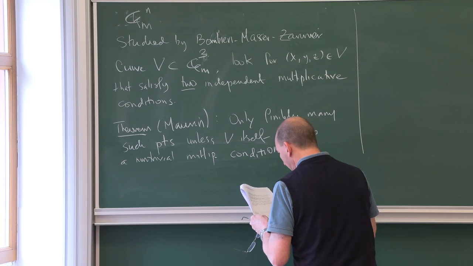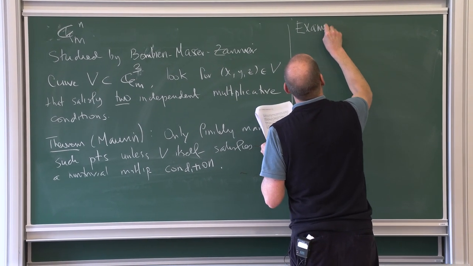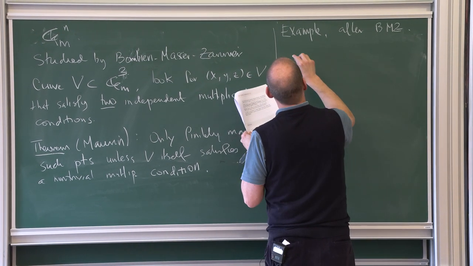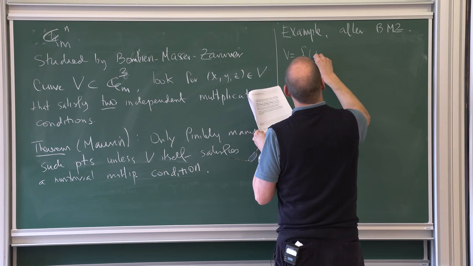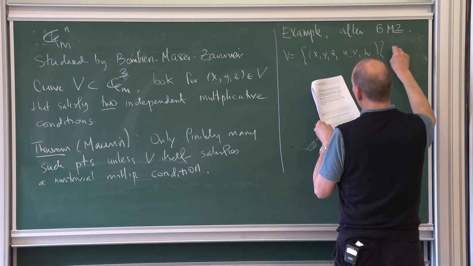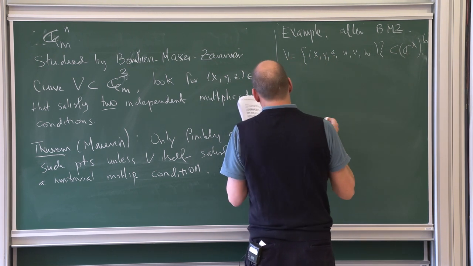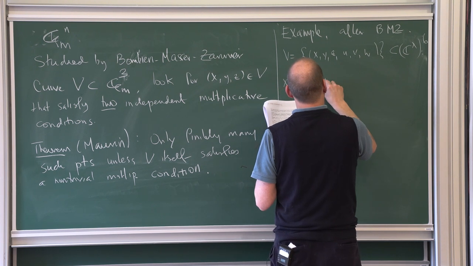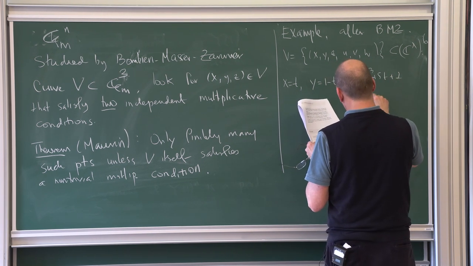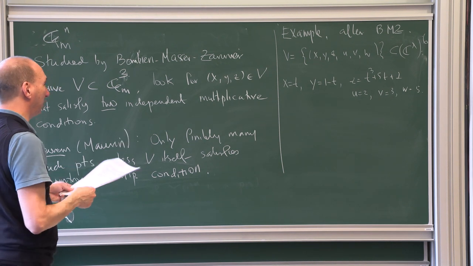And as an example of this, which is their kind of example but which I sort of like, after Bombieri-Masser-Zannier, you could consider a curve. So let's consider V equals the set of X, Y, Z, U, V, W in C cross to the 6, which is simply a parameterized curve. X is T, Y is 1 minus T, Z is, say, t cubed plus 5t plus 7, U is 2, V is 3, and W is 5. So that's some curve in C cross to the 6th.